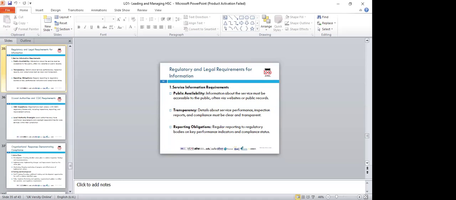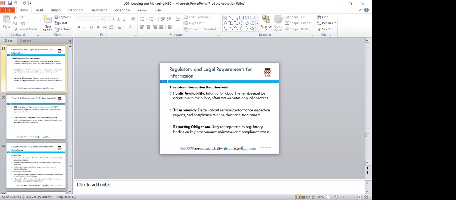Okay. So let's look at service information requirements. Public availability. Information about the service must be accessible to the public, often via website or public records. Very, very important. You should be able to access everything about CQC and other organizations on their website. There should be transparency, detail about service performance, inspection reports. Compliance must be clear and transparent. That's what I'm saying, that if there's any rating about you, it will be put out there.